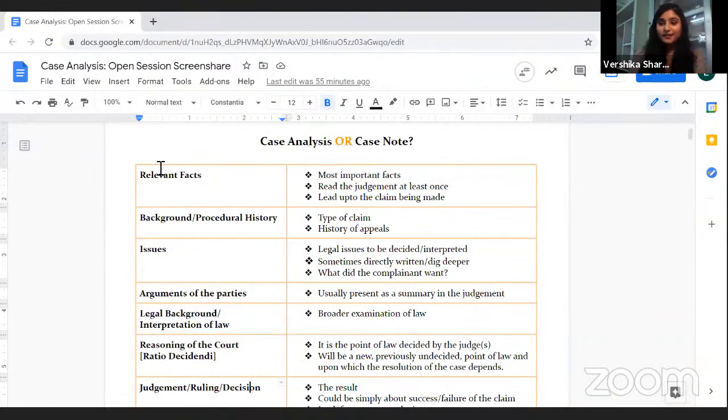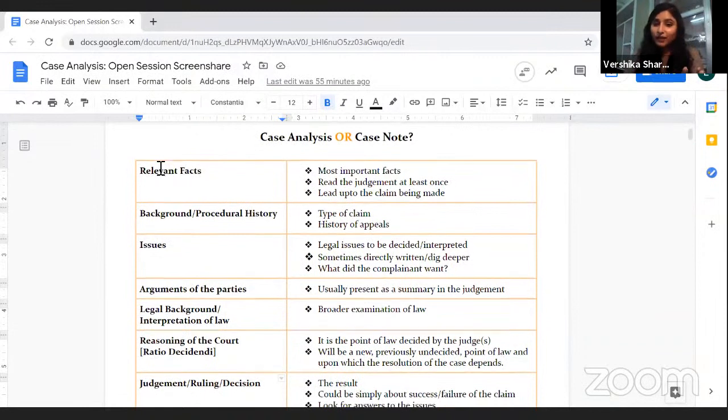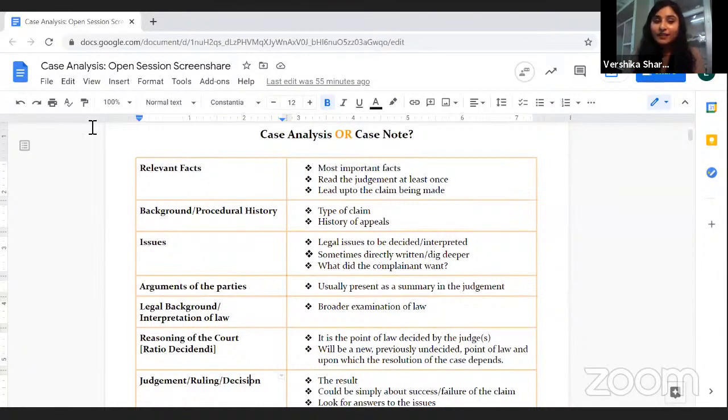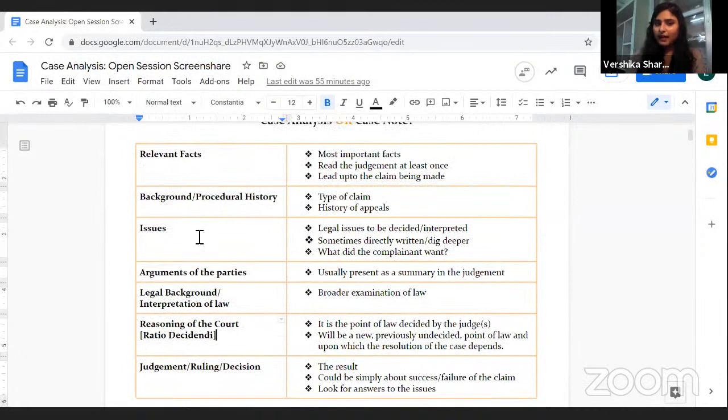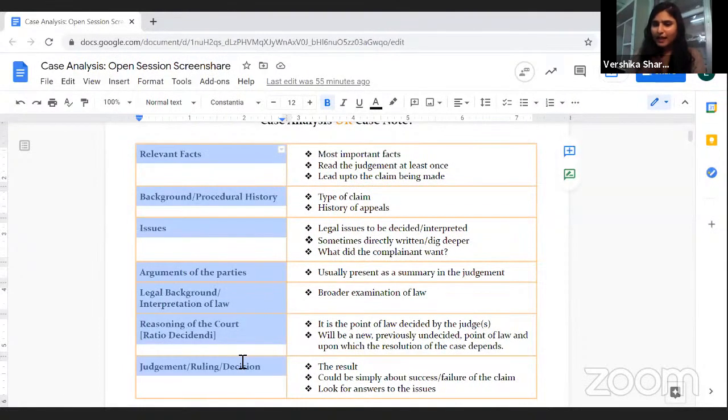Now, what do you think, whether this is a case analysis or a case note? Now tell me, guys, what do you think? If there is nothing new, is there any analysis that you see in this entire portion? Any part which talks about analysis, anything? Is it not just the parts of judgments rearranged in a proper systematic manner? What analysis are you doing if you're just talking about these points? No analysis, right? Absolutely no analysis. So that's what I want to talk about.